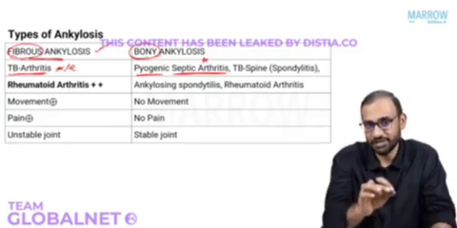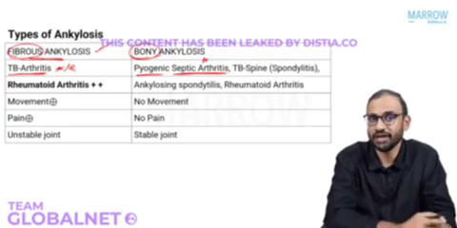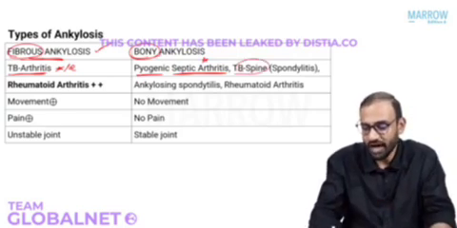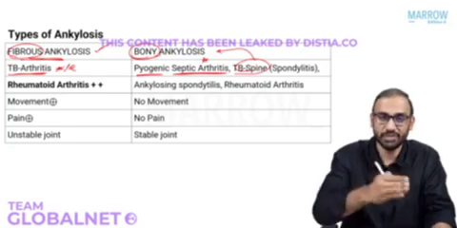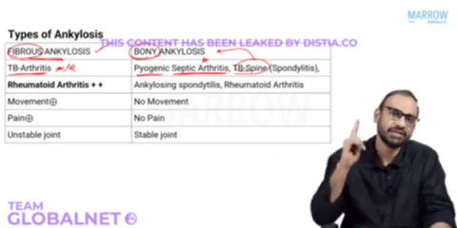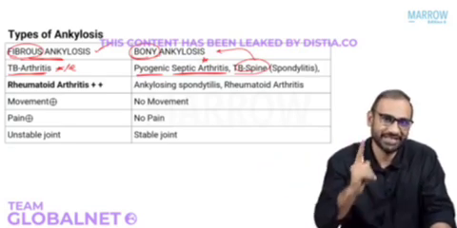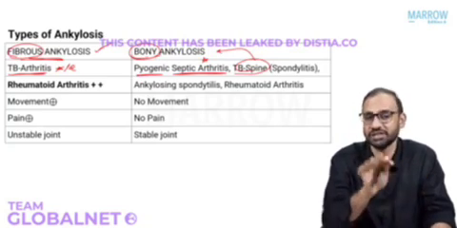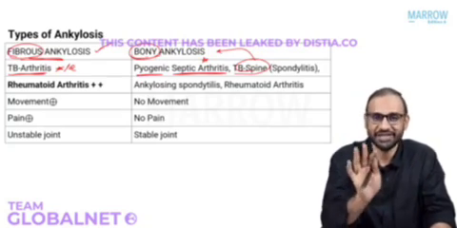TB causes fibrous ankylosis in every joint except the spine. In spine, TB causes bony ankylosis. So TB spondylitis, bony ankylosis. TB arthritis, fibrous ankylosis. Please remember, it's a tricky MCQ. A lot of times it is asked.